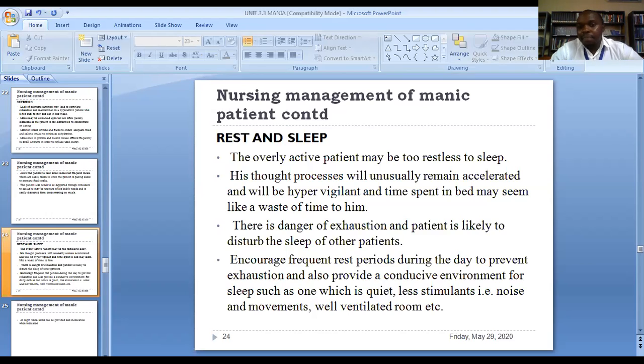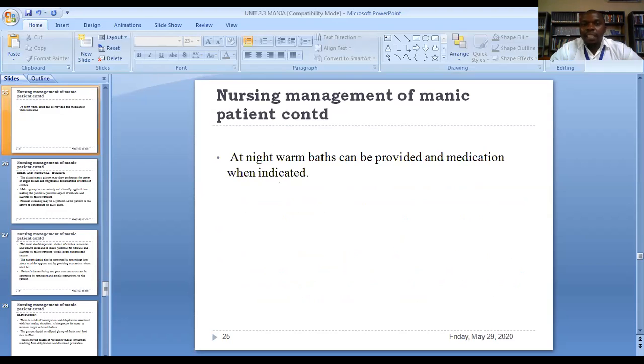So encourage frequent rest periods during the day to prevent exhaustion and also provide a conducive environment for sleep, such as one with a quiet environment, less stimulants. Stimulants we're referring to are noise and movement. Such environments will at least promote rest and sleep. The area should be well ventilated. Or sometimes the nurse should actually think of involving these patients or clients in strenuous activities like football, netball, so that when they come back, they will be exhausted and they will think of sleep. At night, warm baths can be provided and medication when indicated to help them rest.